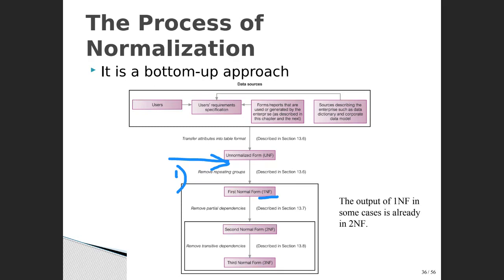Then in order to convert the first normal form relation to the second normal form relation, we need to remove partial dependencies. And third, when we want to convert the relation from its second normal form to its third normal form, we need to remove any transitive dependencies. So three steps. We're going to have an example in order to show how to do all these steps.